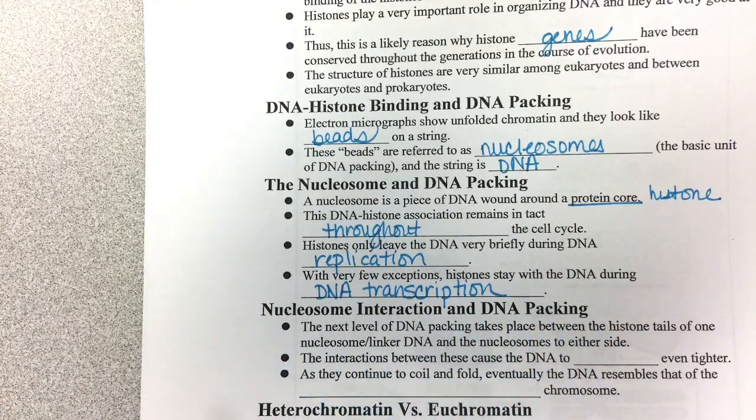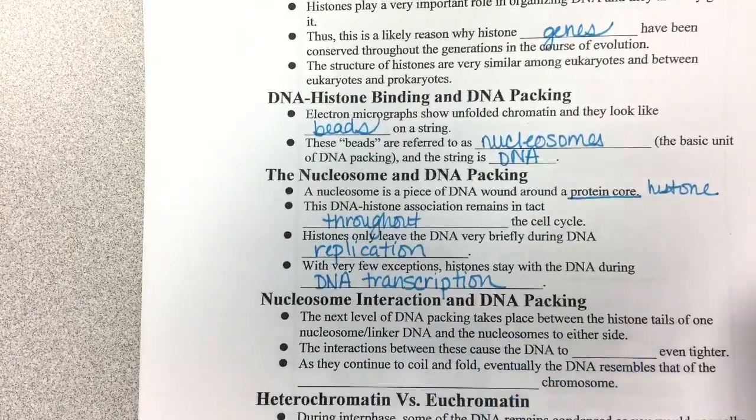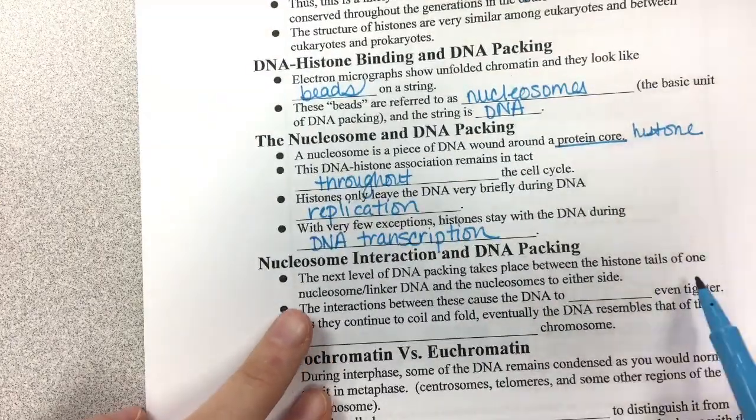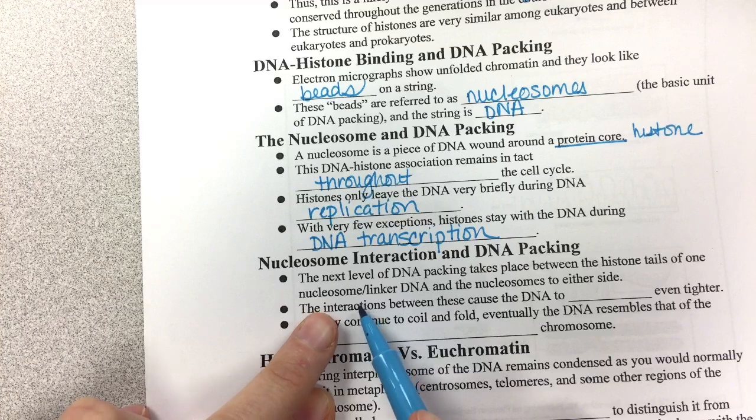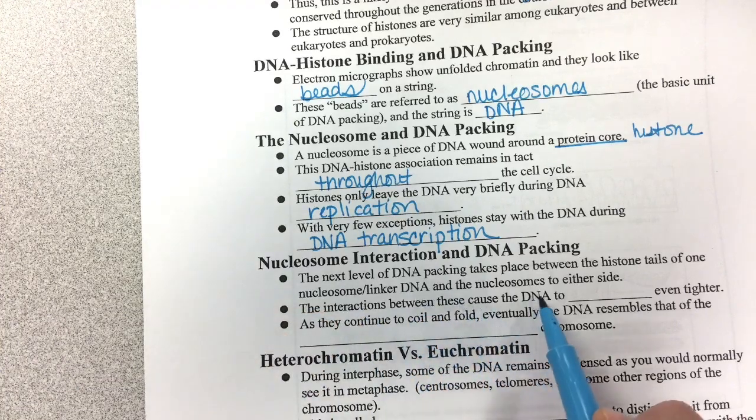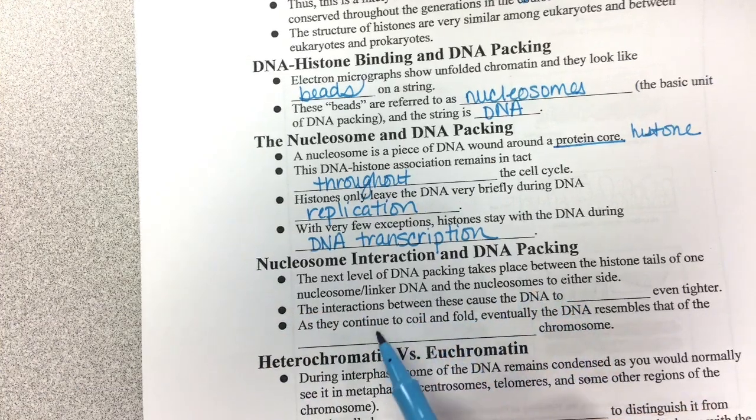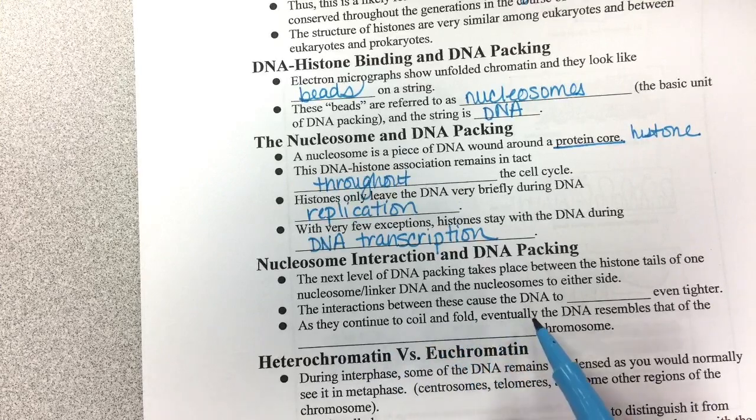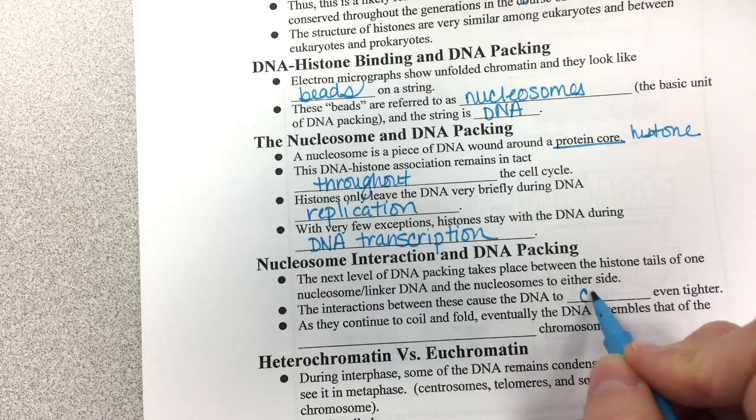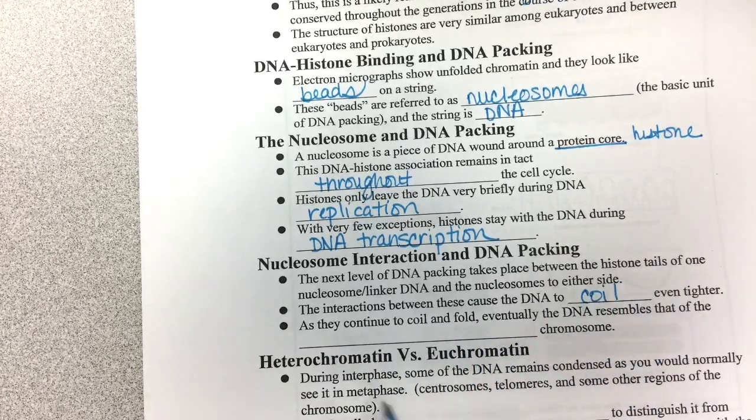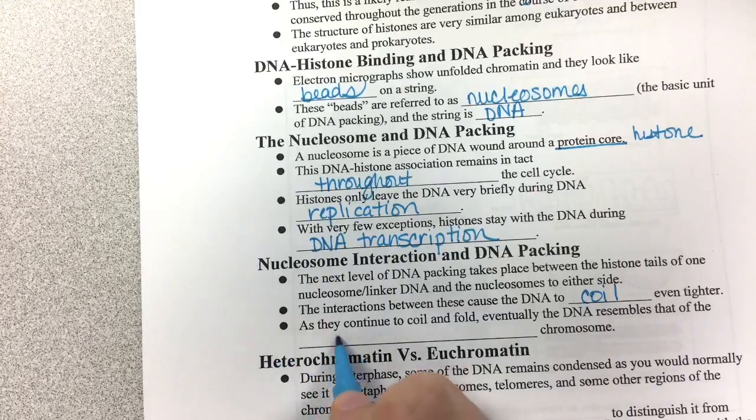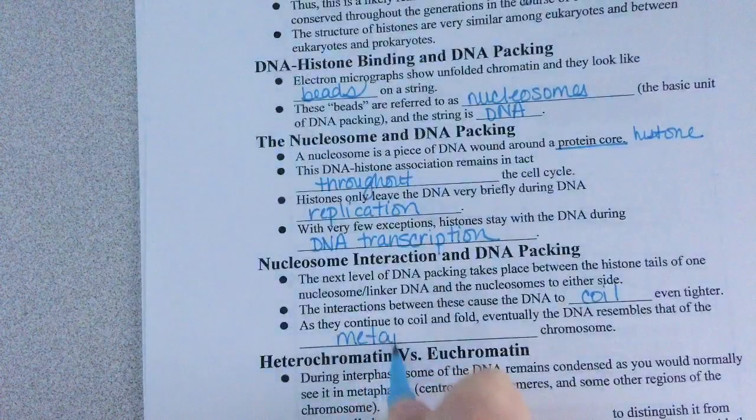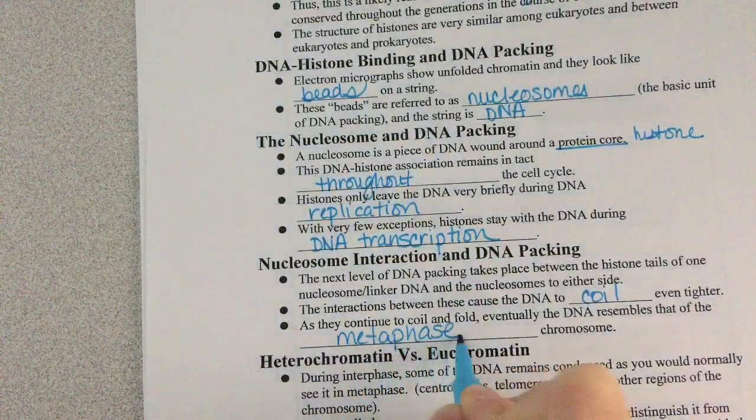Nucleosome interaction and DNA packing. The next level of DNA packing takes place between the histone tails of one nucleosome and the nucleosomes to either side. The interactions between these cause the DNA to coil even tighter. So we're condensing. As they continue to coil and fold, eventually the DNA resembles that of the metaphase chromosome.